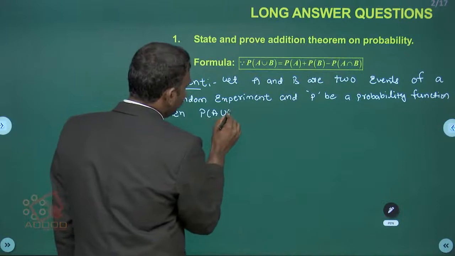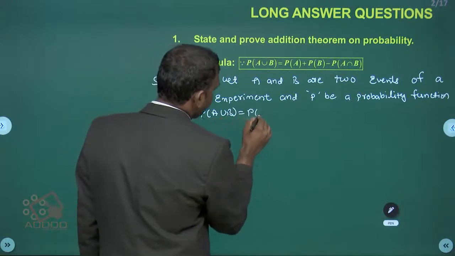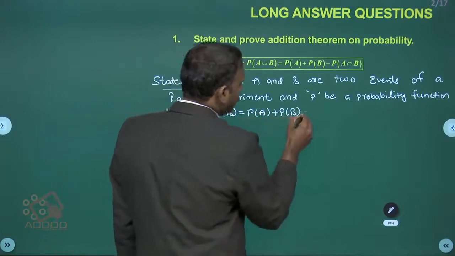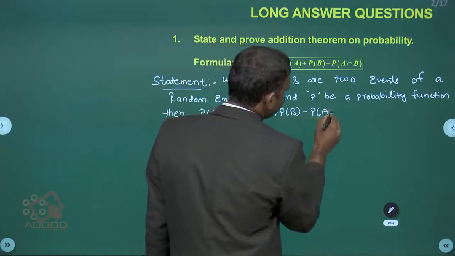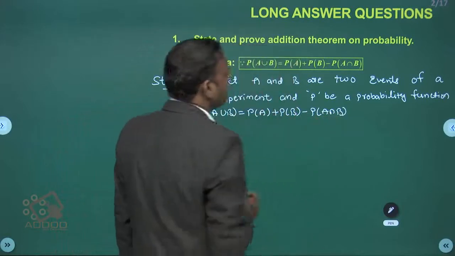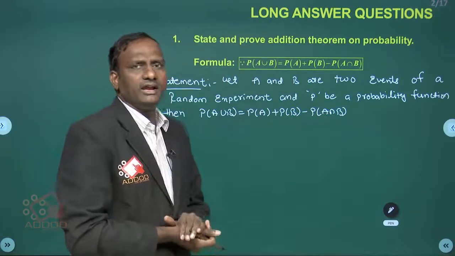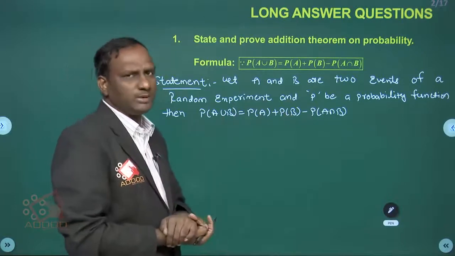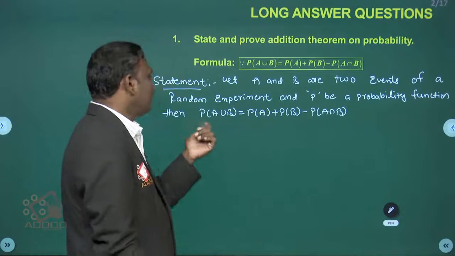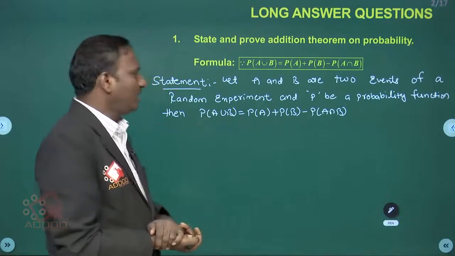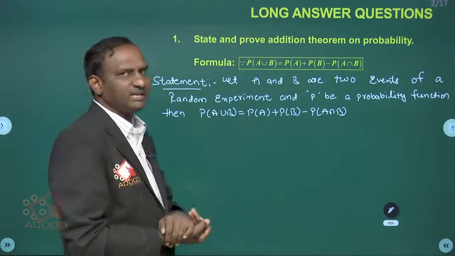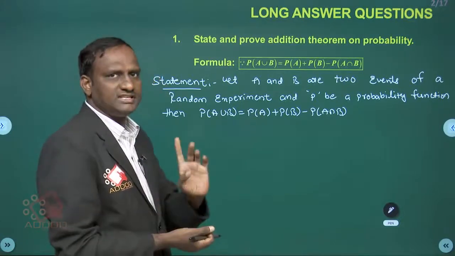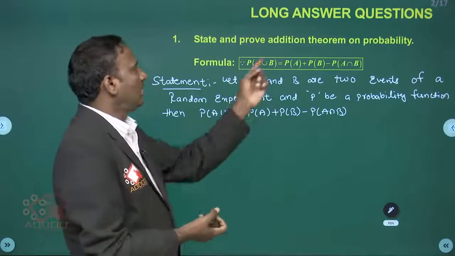Then the statement: P of A union B is equal to P of A plus P of B minus P of A intersection B. This is the statement. Let A and B be two events of a random experiment and P be a probability distribution function. Then we need to prove P of A union B is equal to P of A plus P of B minus P of A intersection B. This is the statement of the addition theorem.